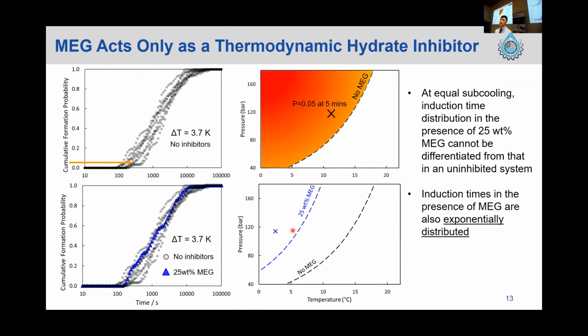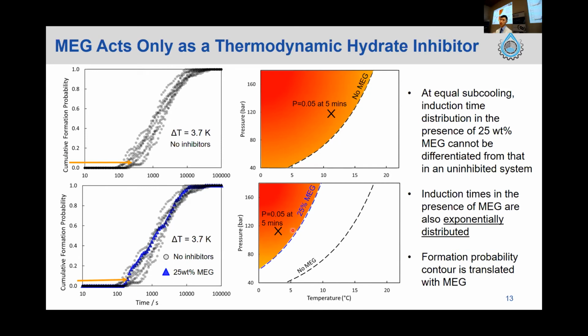So what we can infer from this data set is that MEG purely acts as a thermodynamic inhibitor, where it shifts the phase equilibrium curve, but it does not affect nucleation. So the formation probability contour is actually translated with MEG because of this thermodynamic inhibition effect.